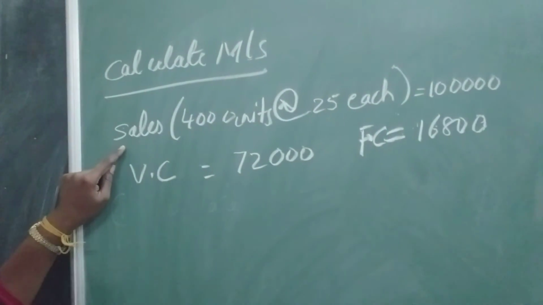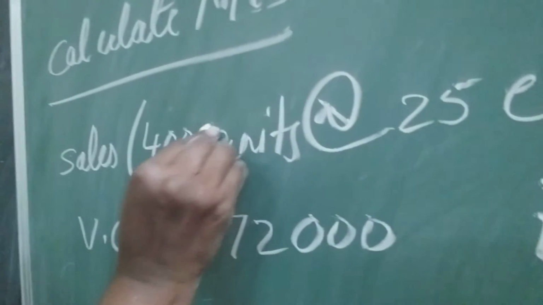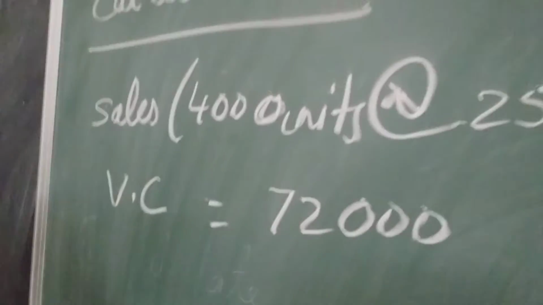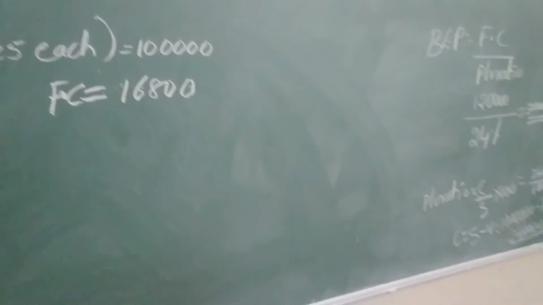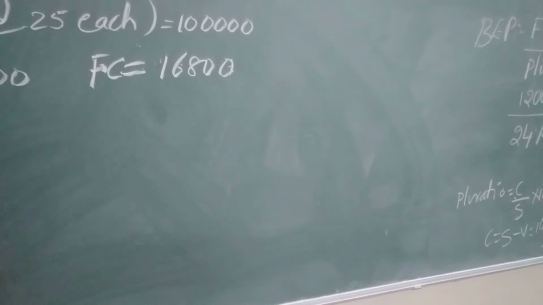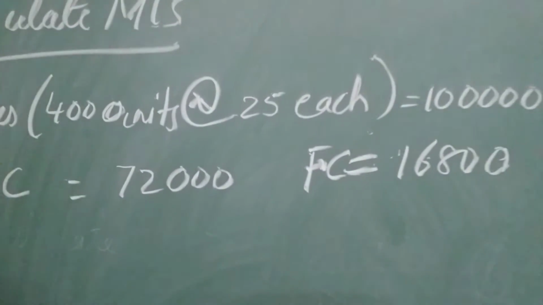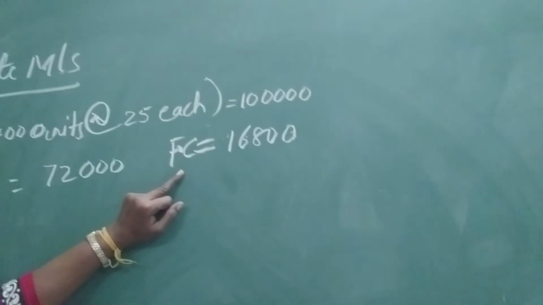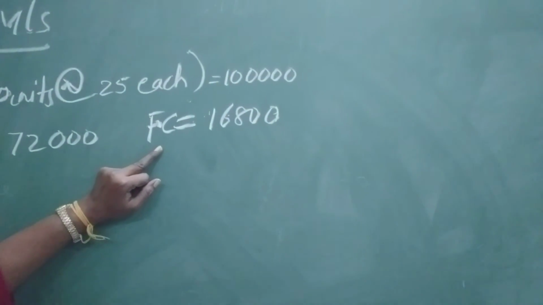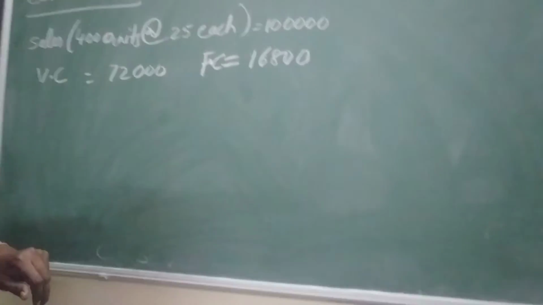Okay, so sales, how many units are given? 4,000 units are given at 25 rupees each. Okay, he gave us 1 lakh. Next, variable cost is given. Variable cost, how much is given? 72,000 is given. Fixed cost is given 16,800. So what did he tell us to calculate? Margin of safety he told us to calculate.